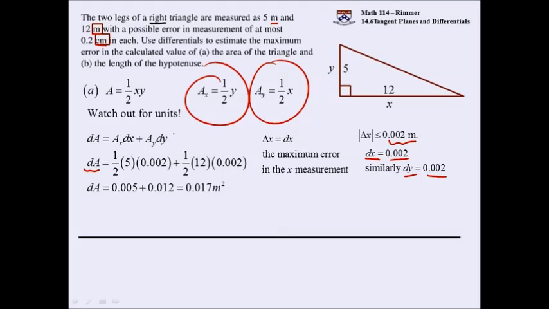Okay, and so plugging this in, we end up with 0.005 and 0.012. So area should only change by 0.017 of a square meter. So if it's 30 meters squared, then by you being off, by your instrument not being calibrated correctly by this very, very small amount, it seems like it causes this much for your area to be off by.